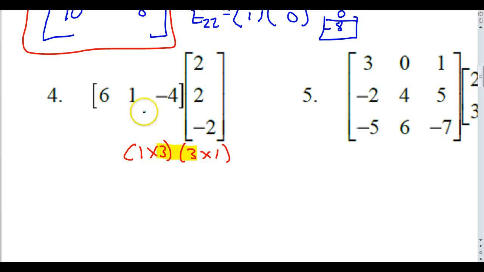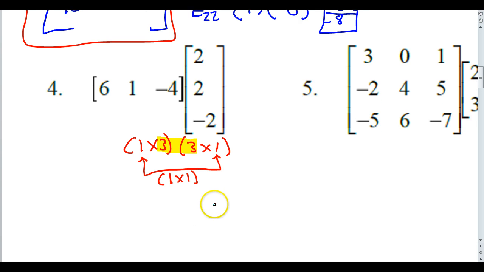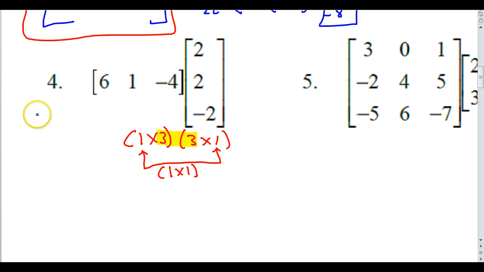Now, I will know the dimensions of the product, the final answer, by looking at the outer dimensions. So the final answer is going to have the shape 1 by 1. That is going to be a tiny 1 element matrix. It's only going to have 1 element in it, row 1, column 1, that's it.